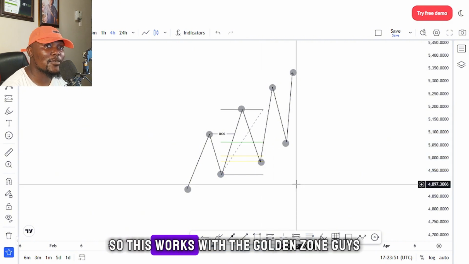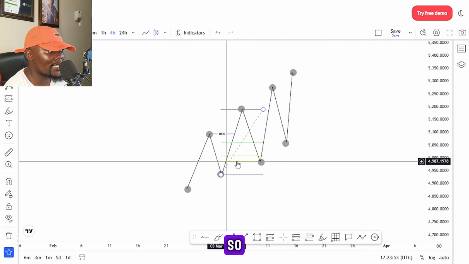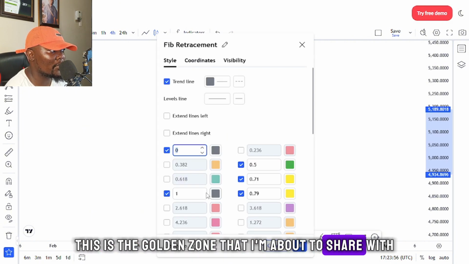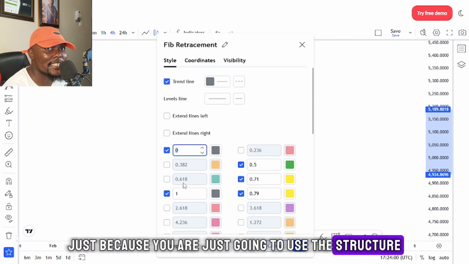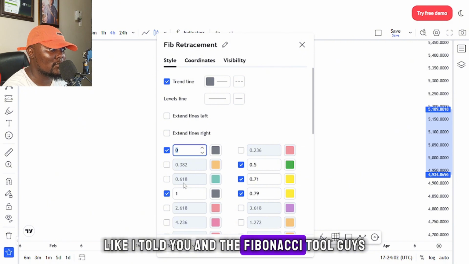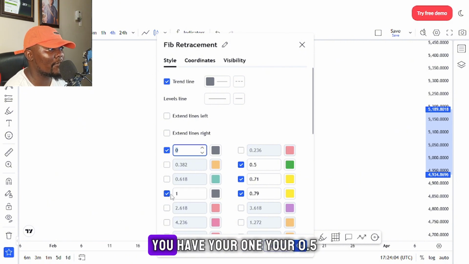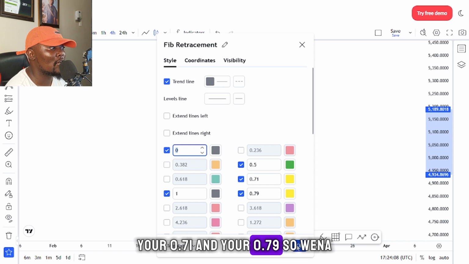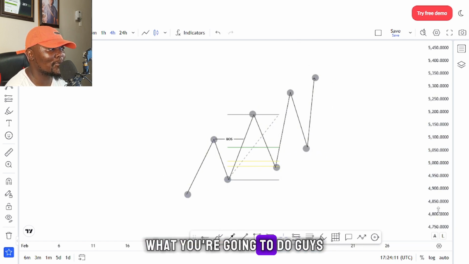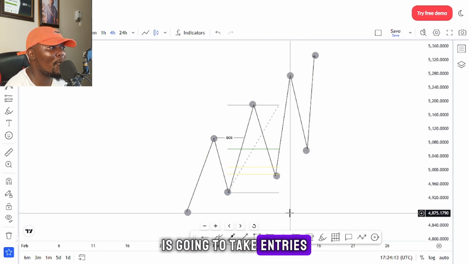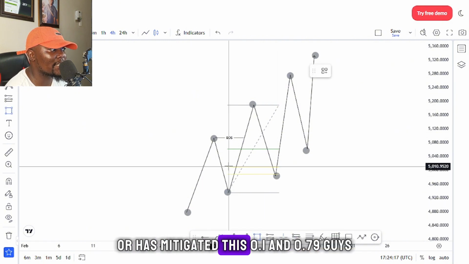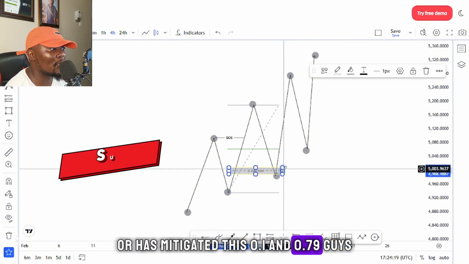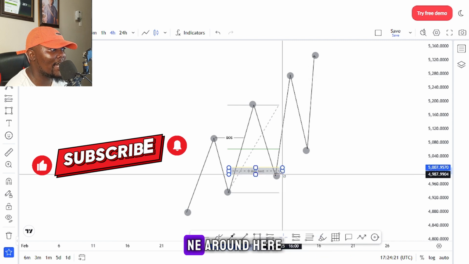So this works with the golden zone, guys. This is the golden zone that I'm about to share with you, and these are the Fibonacci settings, just because we're just going to use the structure like I told you and the Fibonacci tool, guys. So you have your 0, you have your 1, your 0.5, your 0.71, and your 0.79. What you're going to do, guys, is take entries when the market is within this area here, or has mitigated this 0.71 and 0.79, guys, around here.